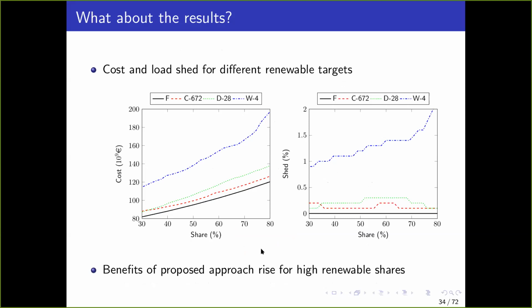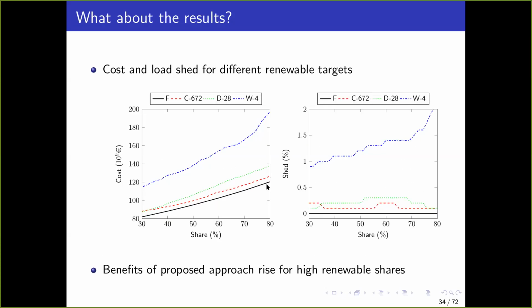The results I showed you before are just for one renewable share, this 50%. Here you have on the left the cost and on the right the loss shedding. But we also ran the simulation for different shares. The important thing here is that if the renewable share is very low, like around 30-35%, then the differences between the chronological and the representative days approach are not that high. But as you go to the right, these differences are more significant.